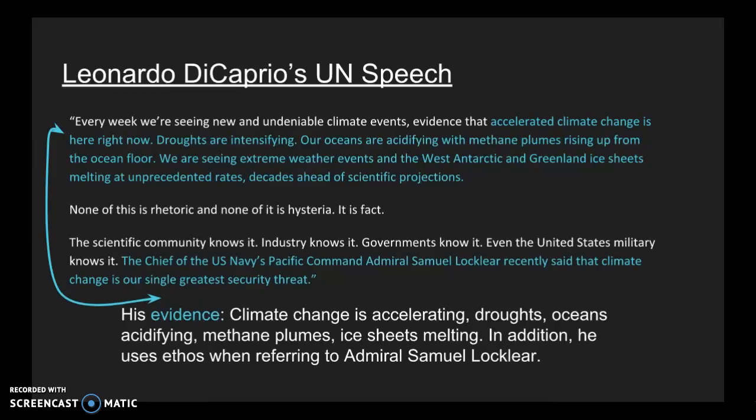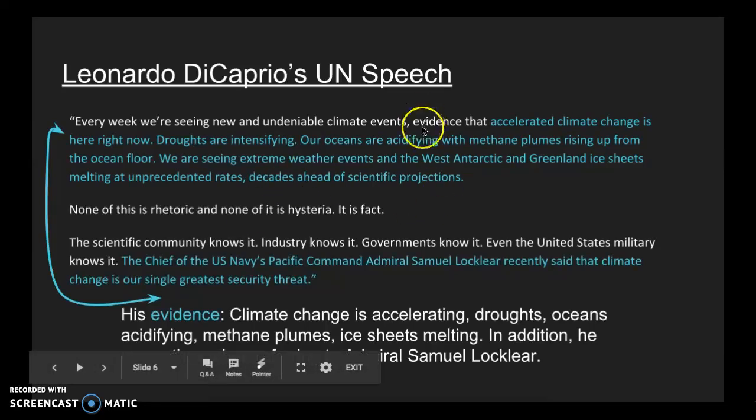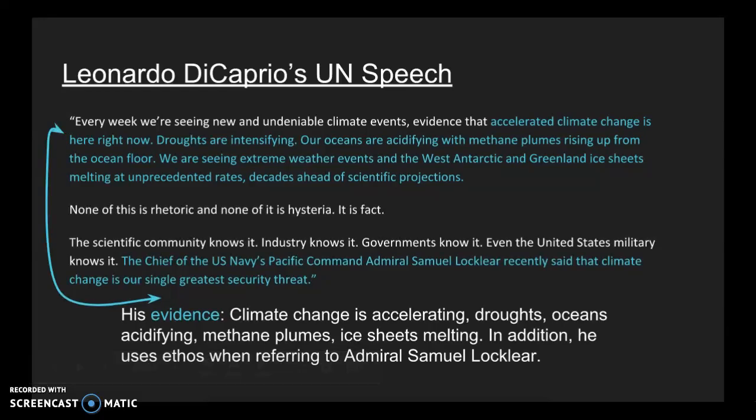What you see in the blue is his evidence. He even says "evidence" right here, if you look right here, right? So he has that accelerated climate change is here right now. Droughts are intensifying, our oceans are acidifying with methane plumes rising up from the ocean floor. We are seeing extreme weather events, and the West Antarctic and the Greenland ice sheets are melting at unprecedented rates, decades ahead of scientific projections.